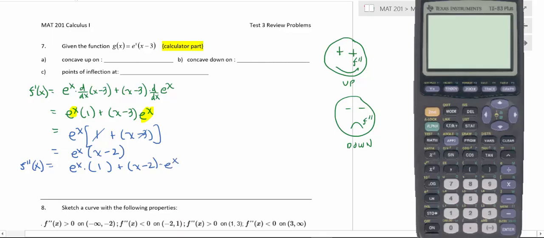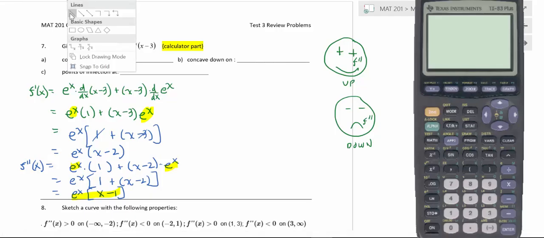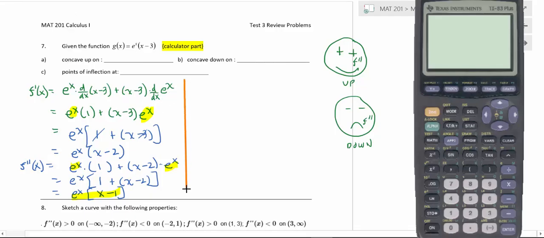And then we can do a factored form on this again, which I recommend. So what you're going to do is take out e to the x. You're going to have e to the x times 1 plus x minus 2. So that's going to be e to the x times x minus 1. Okay, so that is your second derivative. That's what we're going to use to analyze the concavity then. Okay, all right, so that'll take care of the first part of the problem.